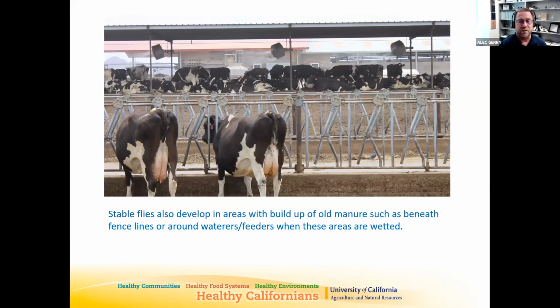But we also have these areas here in our dairies, our more modern dairies. Lots of the older manure buildup, the aged manure that gets built up underneath fence lines and around waters or in feeding areas is really nice habitat for stable flies, especially if it gets mixed with a little bit of urine in there too. So we do have plenty of development sites on our dairies in California also.